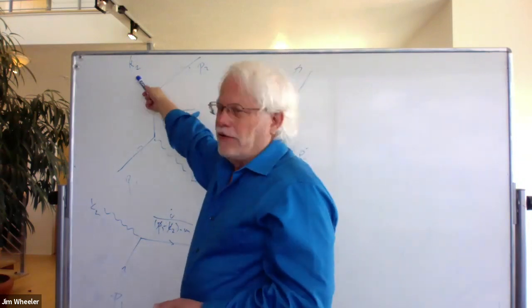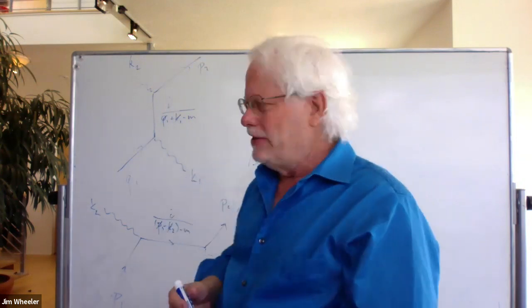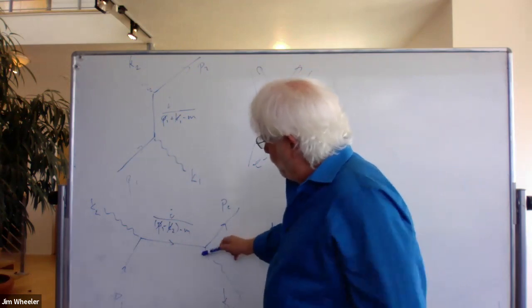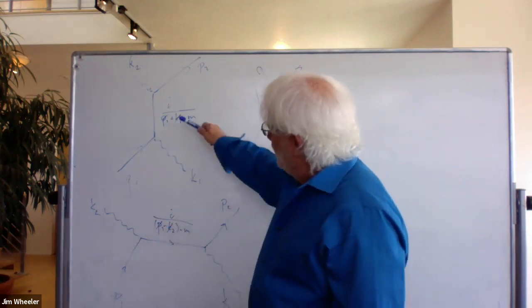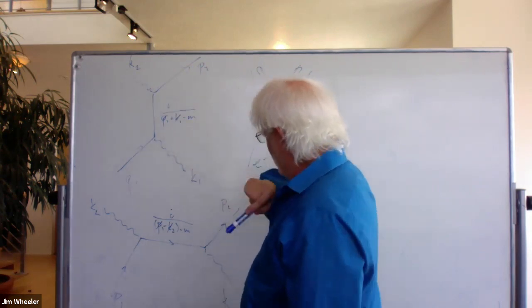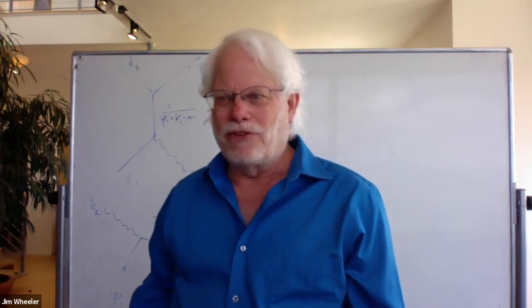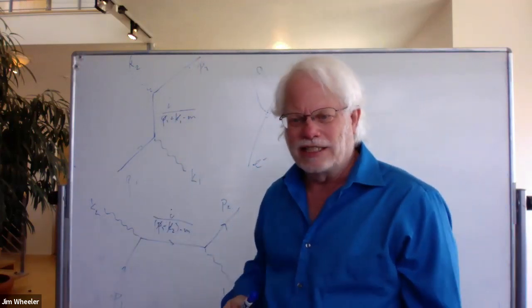Here, different particles coming out. You draw them either way you like, if it's clearer to you. But the real difference is this goes into one vertex, that comes out of the other. Here, let's see, what is it? Well, the final particles are coming from the same vertex. Whichever way you draw it, those are different processes.